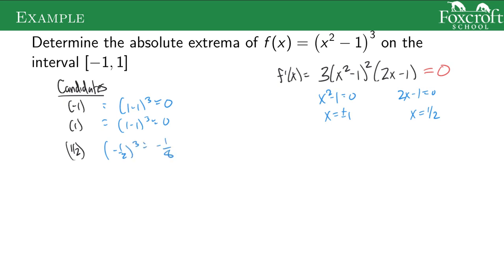All right. So what is my absolute max going to be? It's the highest value I got. I actually got it twice. It's fine if your absolute max happens twice, but there's only going to be one answer, and that one answer is 0. And my absolute min is -1/8. It's the lowest value I got from my possible candidates.